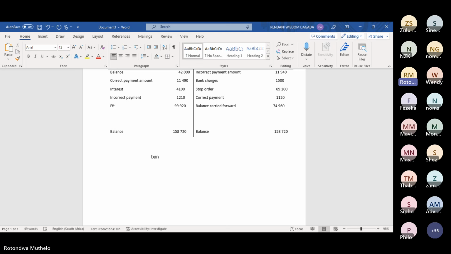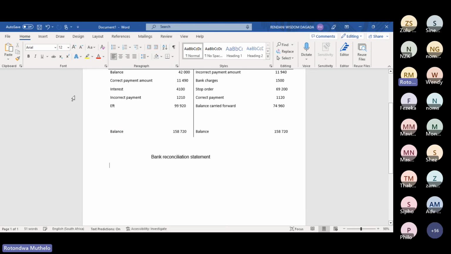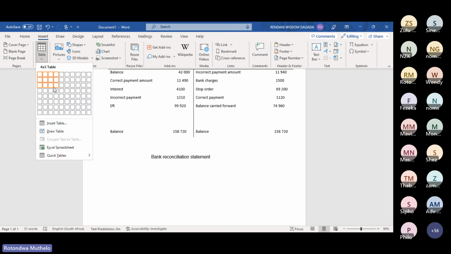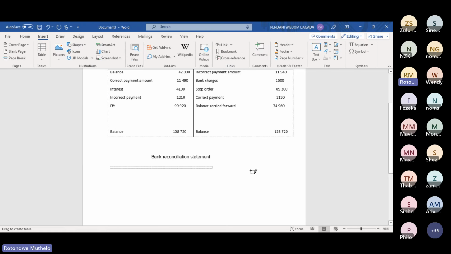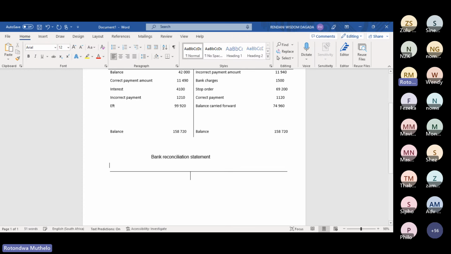Bank reconciliation. Bank recon. That I thought this was a... it's what we call this. Okay. Bank statement now. Let's just say DR.